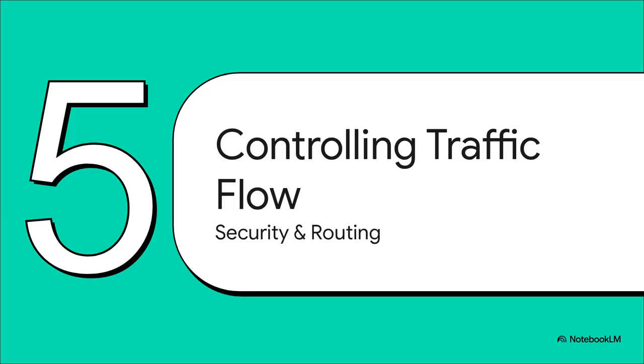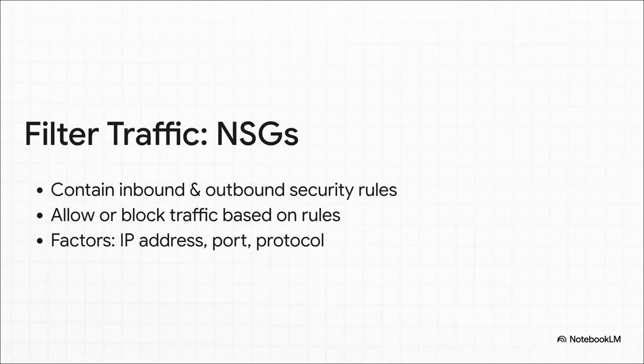Okay, our digital building is now fully connected. We've got internal wiring, we've got a public entrance, we even have a secure tunnel back to HQ. But right now, it's kind of chaos. The next logical step is to manage who can go where. We need some rules, we need security guards, and a building directory. So let's start with the security guards. These are called Network Security Groups, or NSGs.